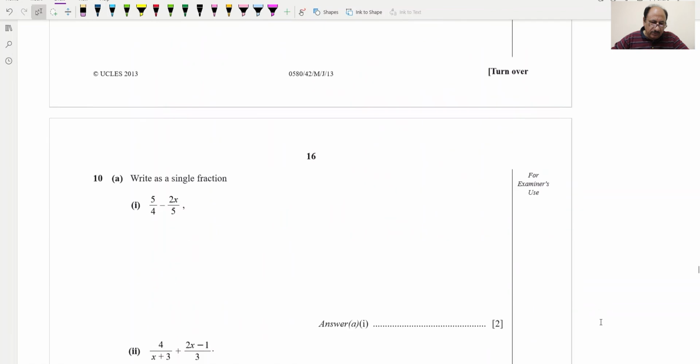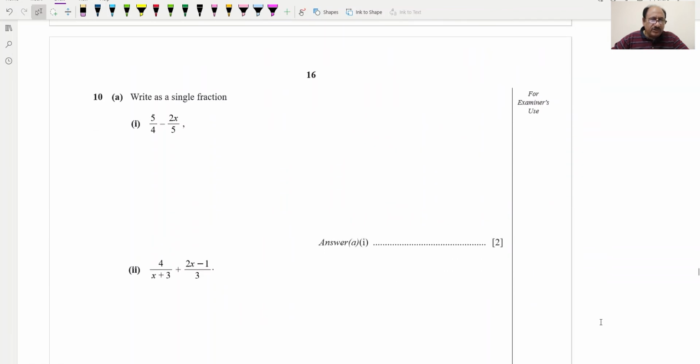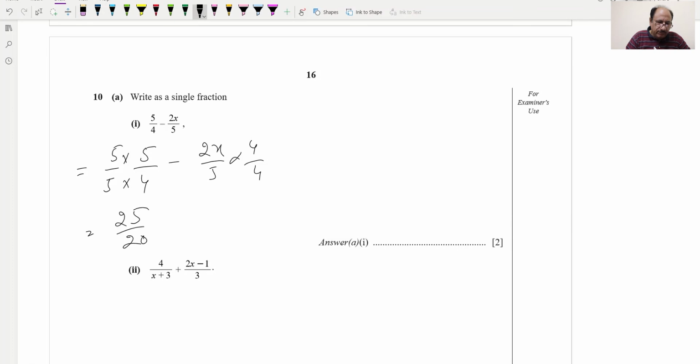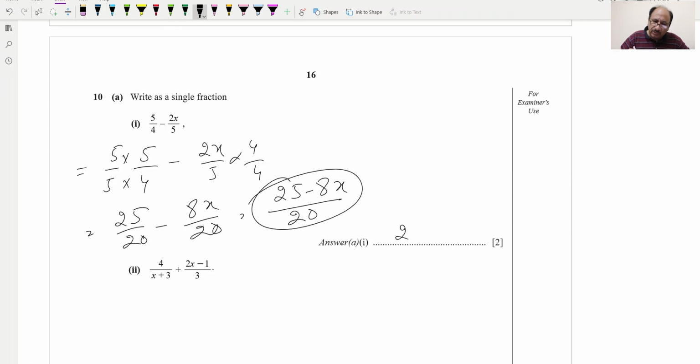Hopefully you understood this. Now we can go through this algebraic fraction question. We can equalize the denominators, so 5 by 4 will be multiplied by 5 over 5, and minus 2x over 5 will be multiplied by 4 over 4. This results in 25 over 20 minus 8x over 20. Denominators are equal, so we can join them together, and this will be our answer, 25 minus 8x over 20.